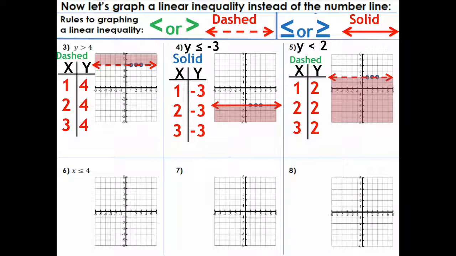Okay, now the next one, we have x is less than or equal to 4. So we're going to start out by figuring out, is this a dashed or solid line?